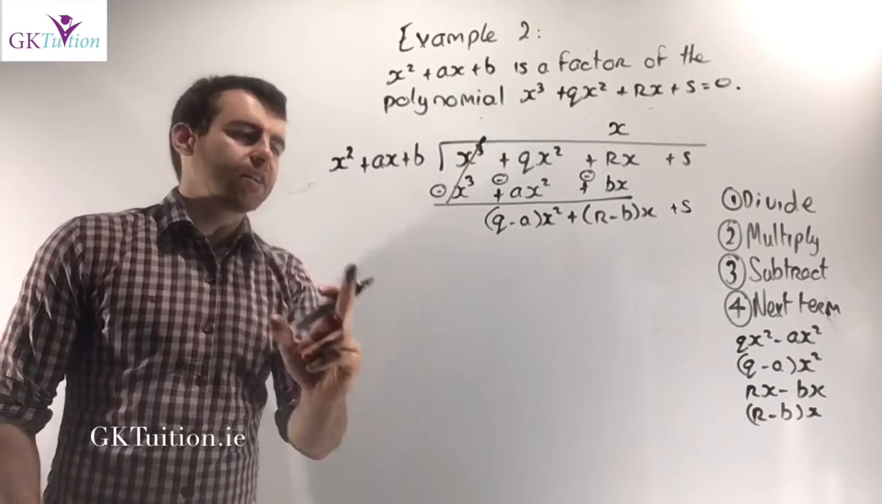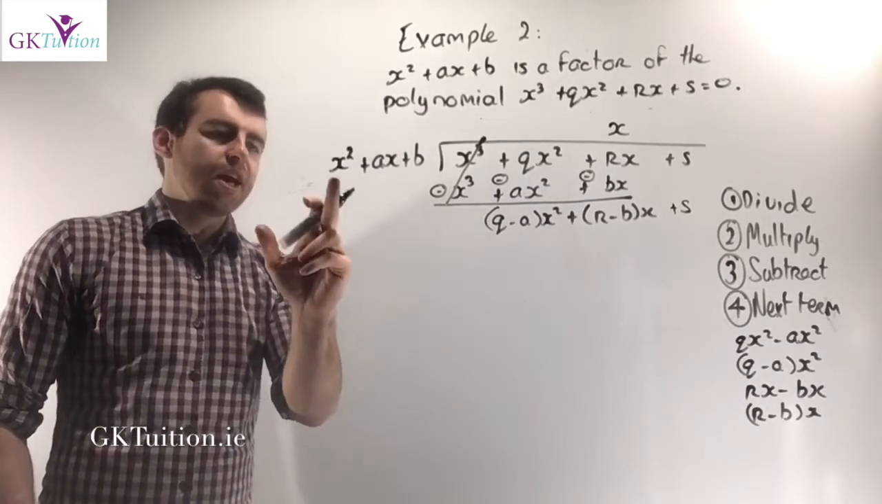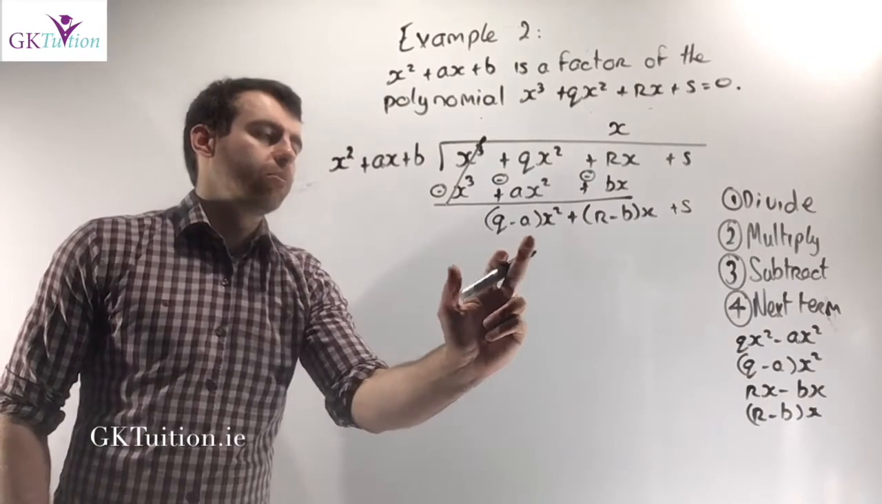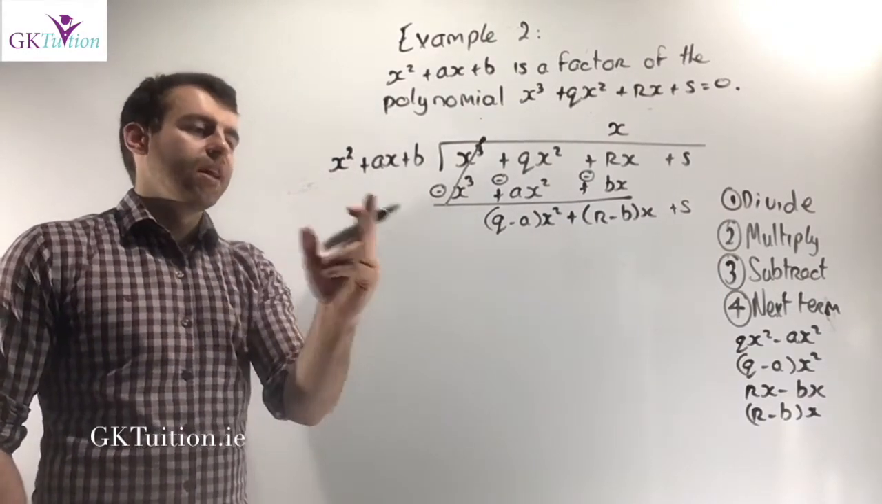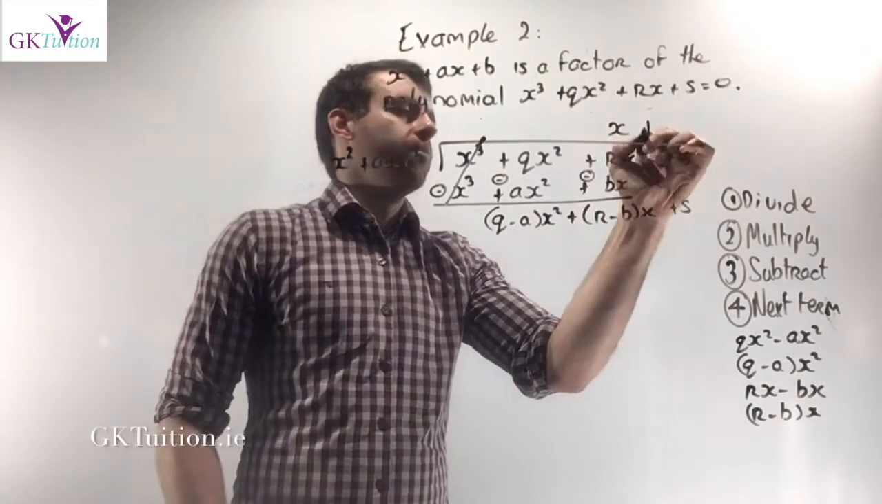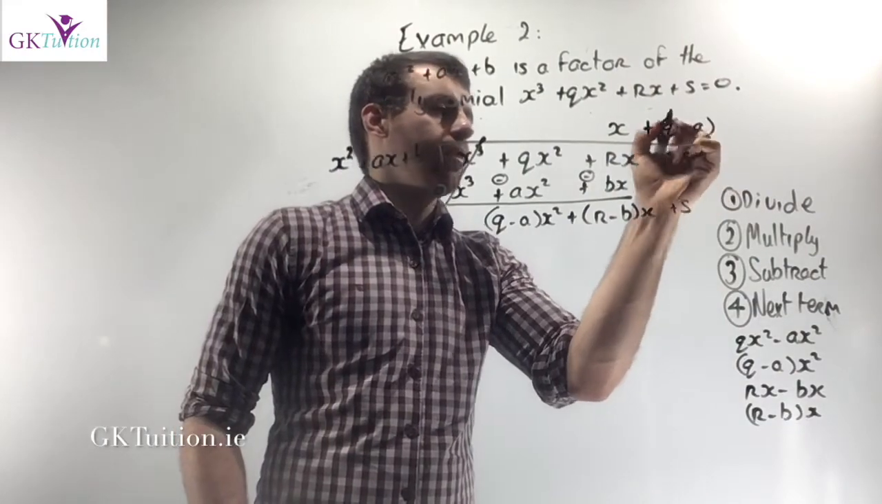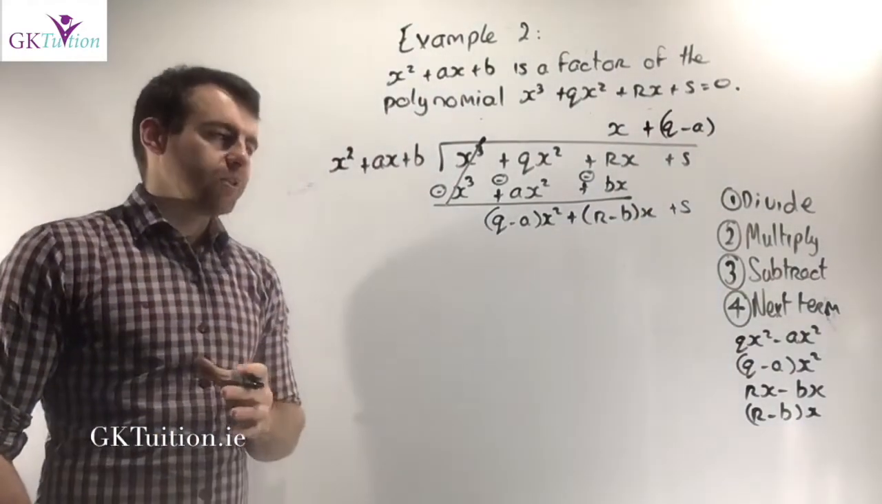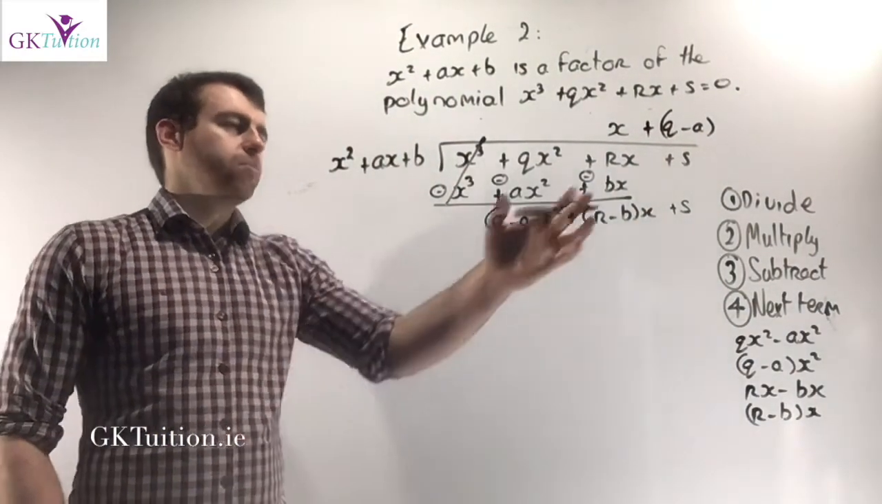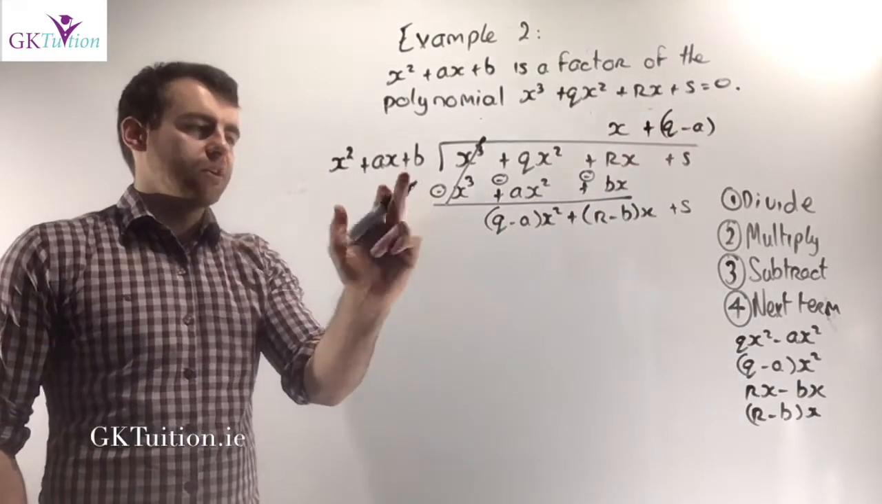So I'm going to divide x squared into the first thing here. X squared divided into q minus a times x squared. The x squared goes into itself and I'm left with q minus a. And the second step is to multiply. I need to multiply q minus a by these three terms.